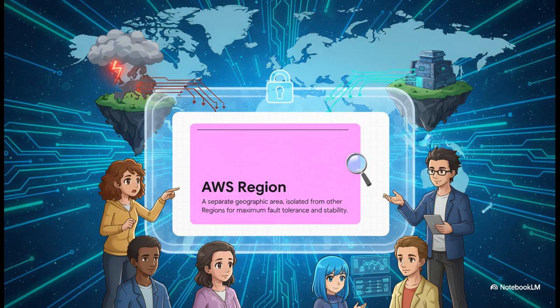But here's the most important word you need to remember: isolation. Each region is designed to be completely on its own, like its own separate island. This means if something catastrophic happens in one region, say a huge power grid failure in Europe, it has absolutely zero impact on a region in Asia. This idea of isolation is the bedrock, the first step to building a truly stable and resilient system.